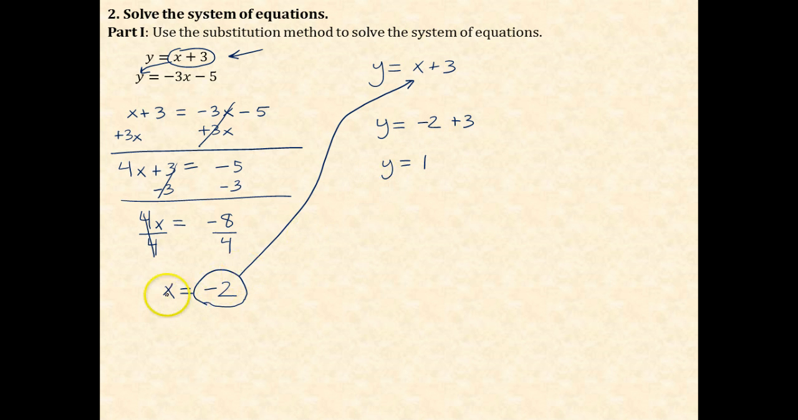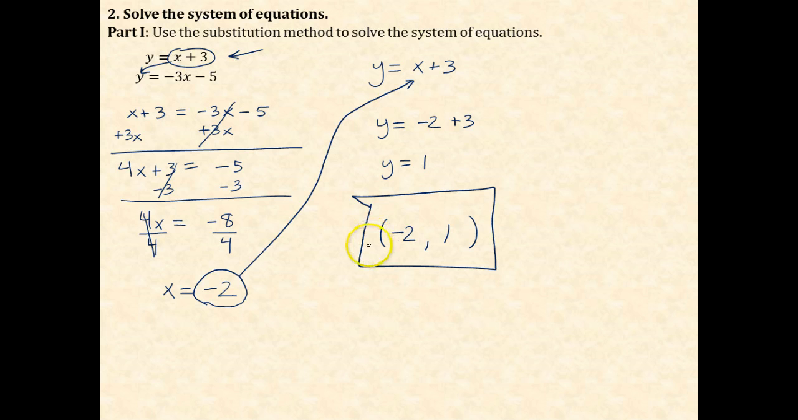So now I have my solutions for both x and y. And my solution I need to write as an ordered pair. And ordered pairs always go parentheses x comma y. So my x value is negative 2 and my y value is 1. So there is my solution to that system.